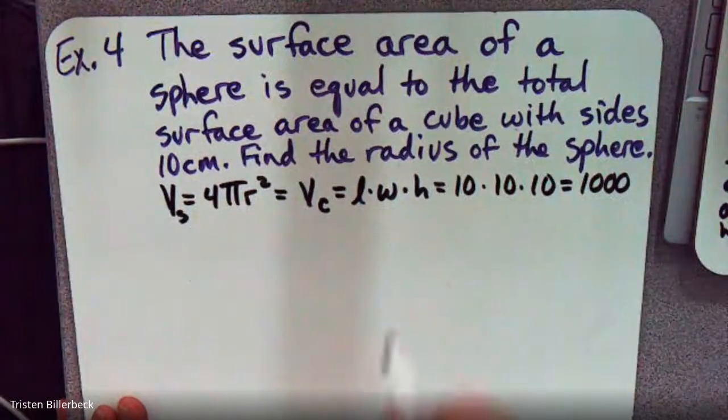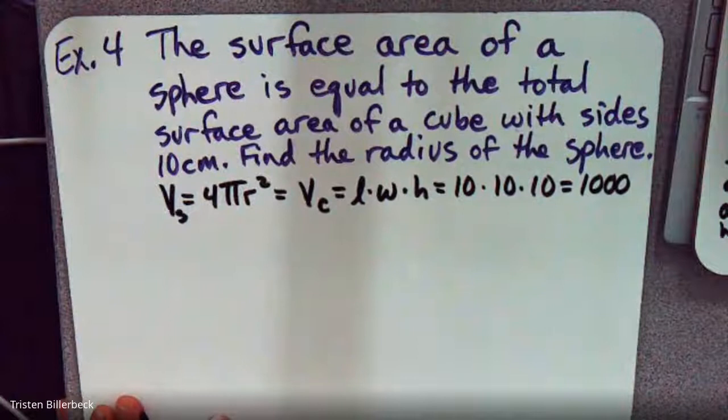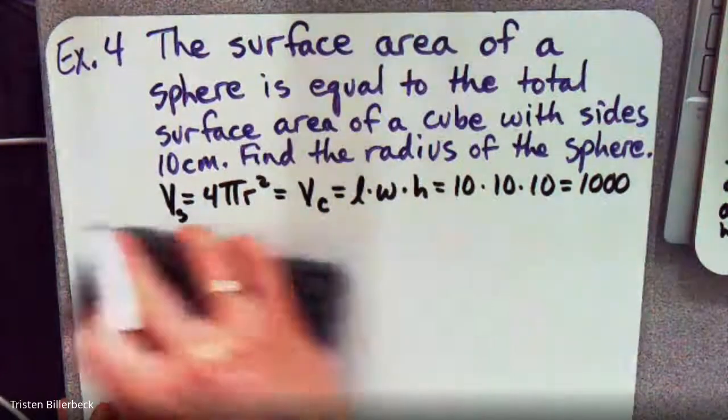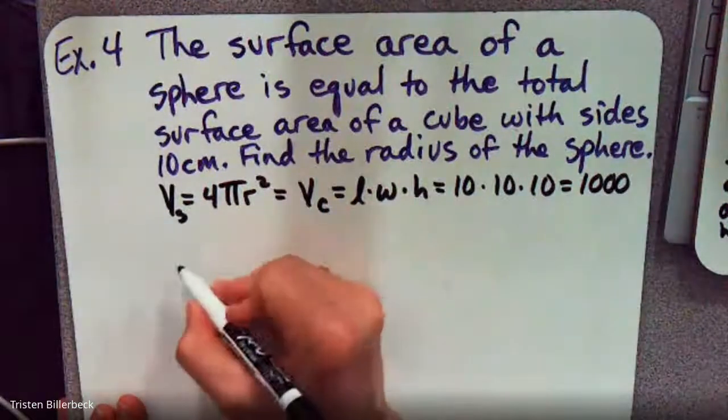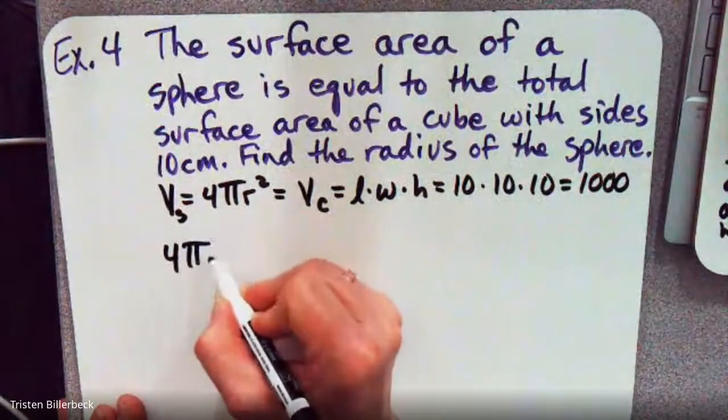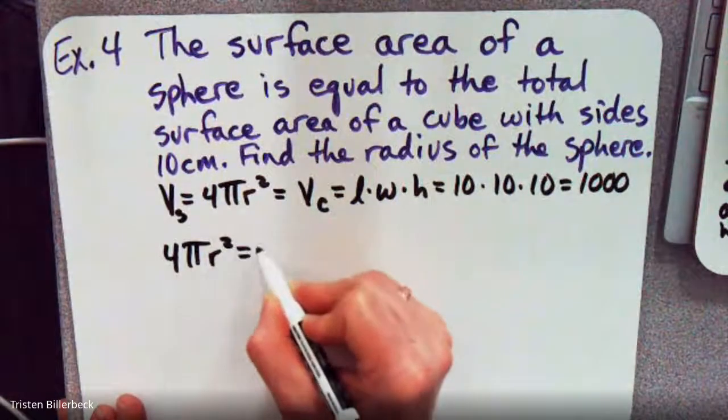Okay, so we need to find that radius now. So now we can divide: we have 4 pi r squared equals 1,000.